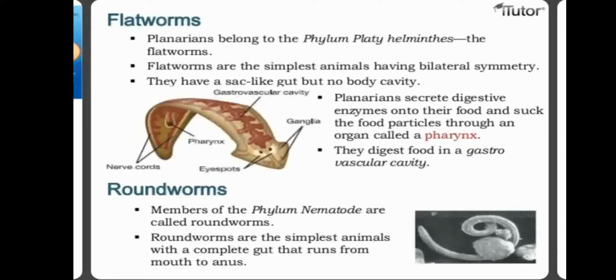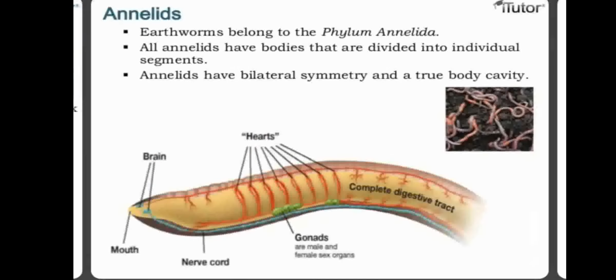Next phylum is phylum Nematoda, in which roundworms are included. Members of phylum Nematoda are called roundworms, and roundworms are the simplest animals with a complete gut that runs from the mouth to the anus. They are elongated, cylindrical, thread-like, tapering at both ends, and their body has an outer covering called the cuticle, which also lines the digestive system and body openings.